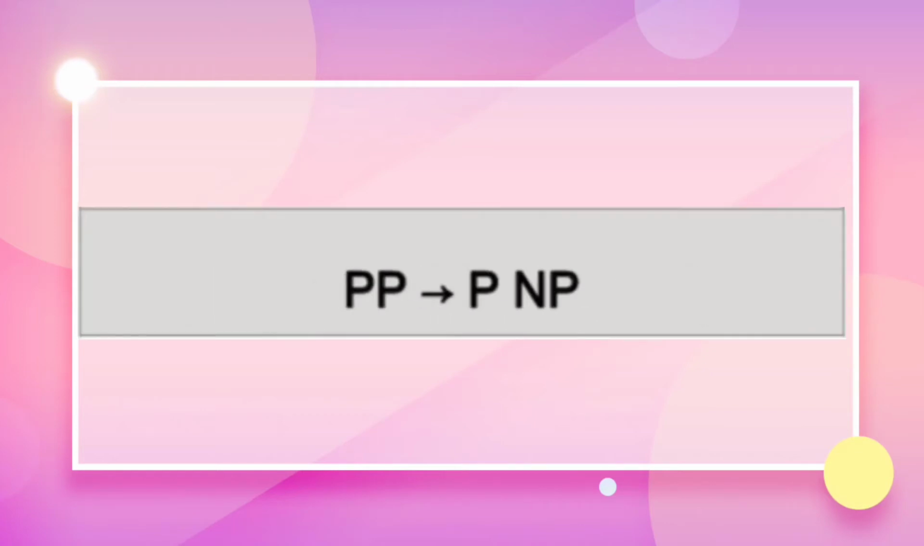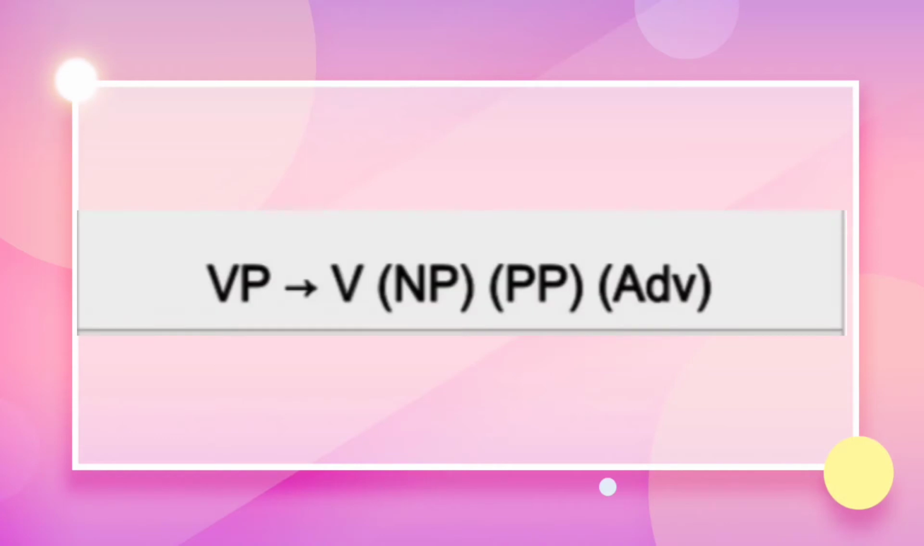Next is the PP, or the prepositional phrase. In this, we need to have a preposition like across, near, by, to, and a noun phrase in order to be formed. Lastly, we have the VP, or the verb phrase. Just like the noun phrase, the verb phrase has only a minimum requirement of having a verb in it. But it can also have a noun phrase, a prepositional phrase, and an adverb as well.